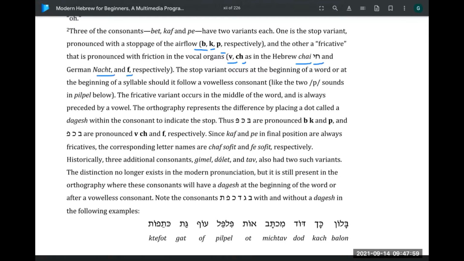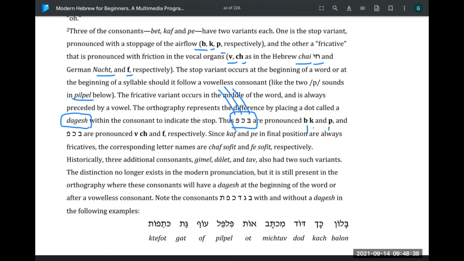This stop variant occurs at the beginning of the word or at the beginning of the syllable, should it follow a vowelless consonant, like the 2 P sounds in Pilpel below. The fricative variant occurs in the middle of the word and is always preceded by a vowel. The orthography represents the difference by placing a dot called a dagesh within the consonant to indicate the stop. Just remember that, dagesh. Thus, okay, so here are these 3 letters. Number 1, we've got Pei, Kaf, Bet. Pei, Kaf, and Bet. B, K, P.